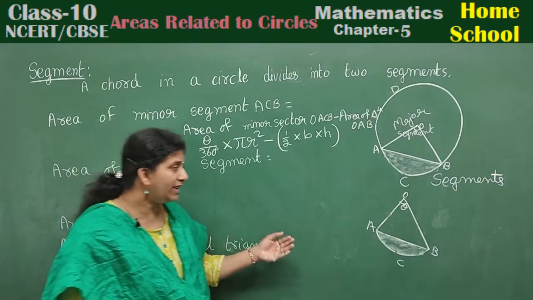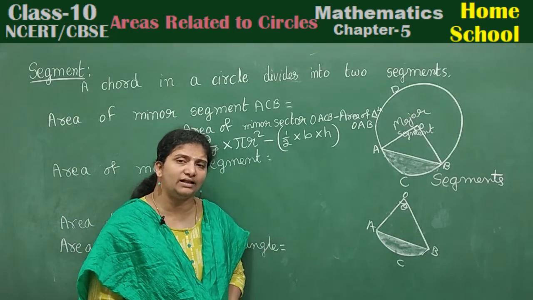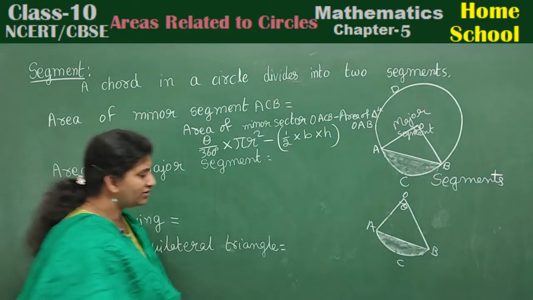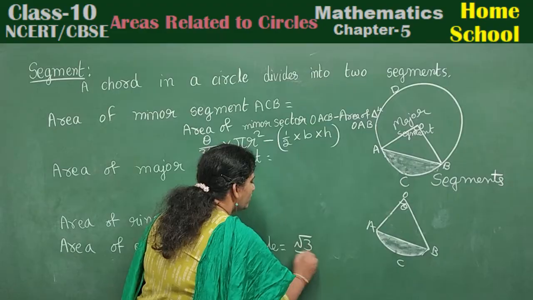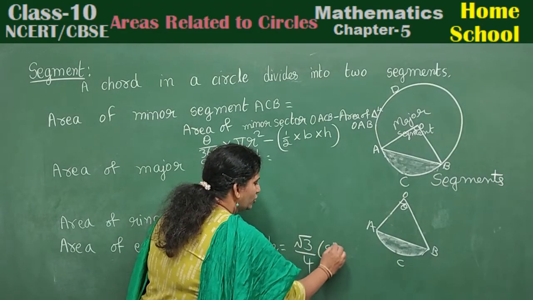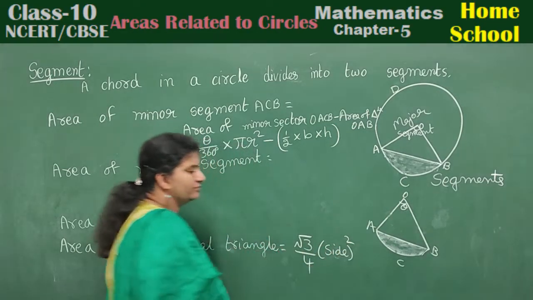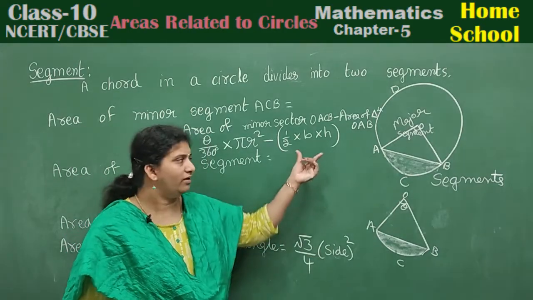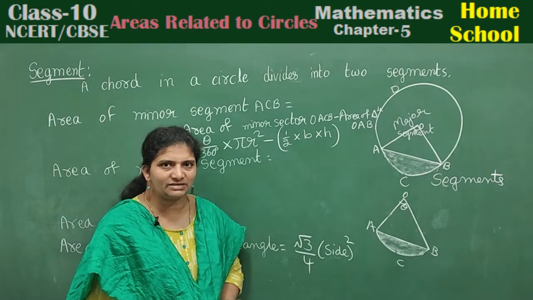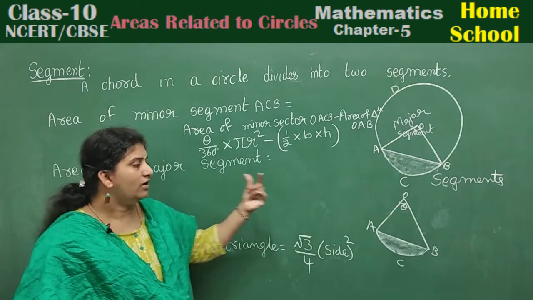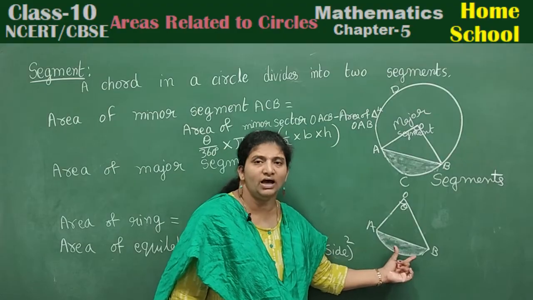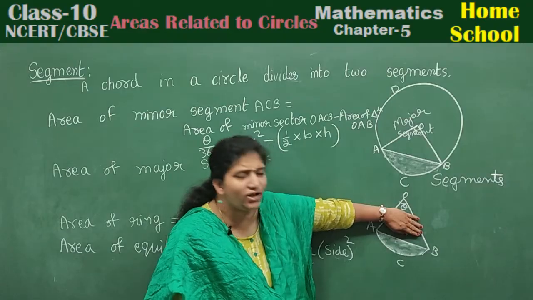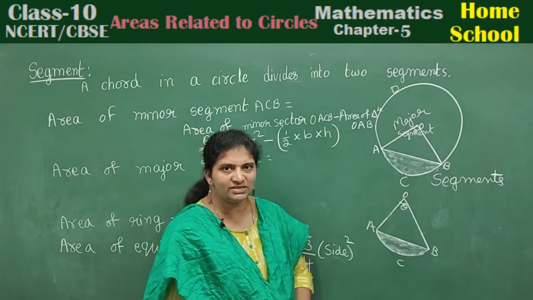Or if you know that the triangle is an equilateral triangle, you can remember another formula, that is the area of an equilateral triangle is equal to root 3 by 4 into side square. Directly you can apply this formula and substitute here, you can find the answer. Okay, once again, area of minor segment, how can we calculate? Area of minor sector minus area of a triangle will give you the minor segment.